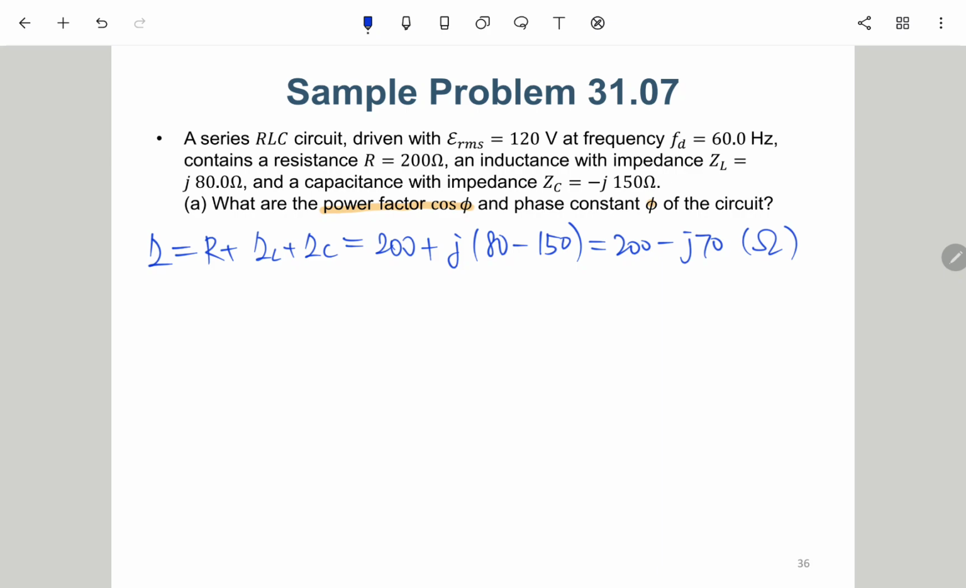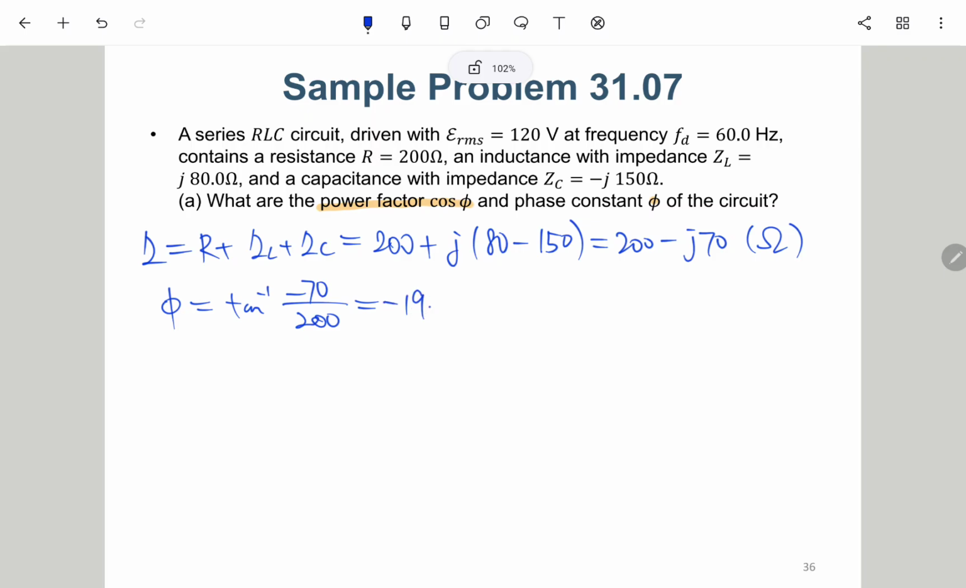Okay, so here we have phi to be arctangent of the imaginary part, which is negative 70 over 200. So this is negative 19.3 degrees.